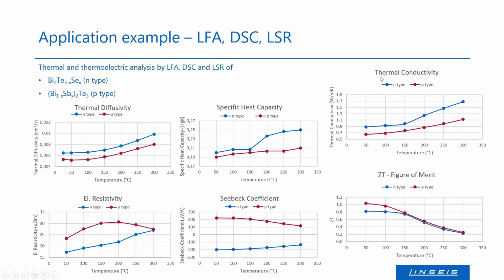Combining then the thermal conductivity results with the resistivity and the Seebeck coefficient measurement, one can obtain the figure of merit, the ZT value, where one can see that the P-type sample has higher values, but at temperatures starting from 150 degrees Celsius, both materials show similar values. Only in the lower temperature range, up to 150 degrees, the values differ more significantly.